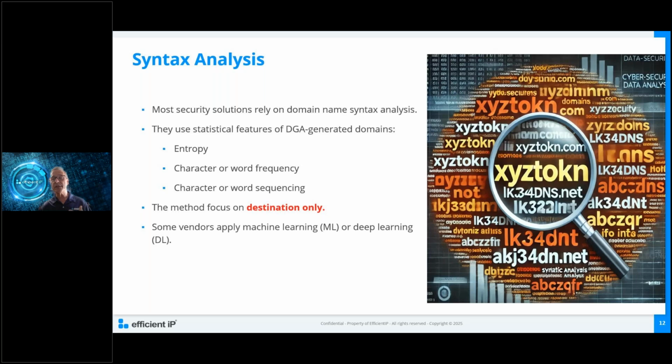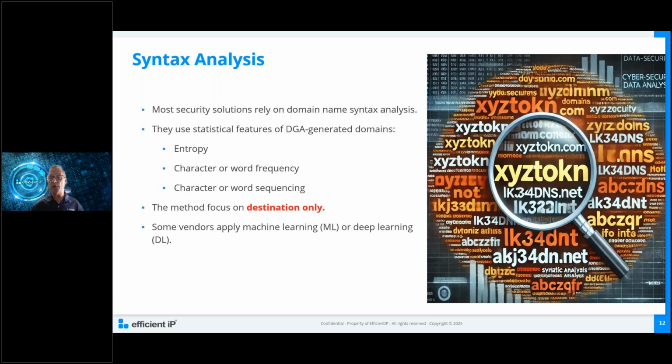Most existing solutions for DGA detection rely on syntax-based analysis. Basically, they're looking for the style of the domain, not the substance. This method focuses on statistical characteristics of domain names, like randomization, length, or character patterns. It's kind of like catching a criminal because their fake name looks suspicious, but then the attackers get clever with how they generate domains, and quickly these approaches fall short.